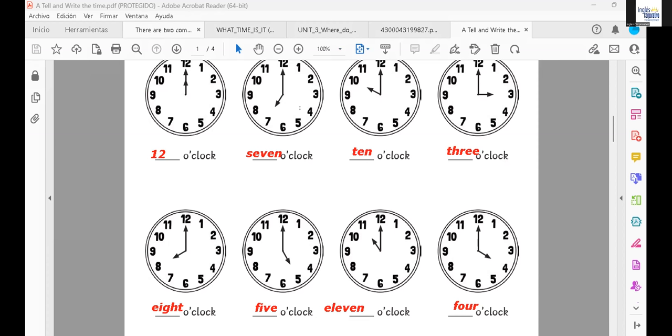Ahora les muestro otros donde ya no están horas exactas. Just give me a couple of seconds. And I think I lost it. Ah, okay, so I got it. Ya lo encontré. Pensé que se habían salvado por un momento.